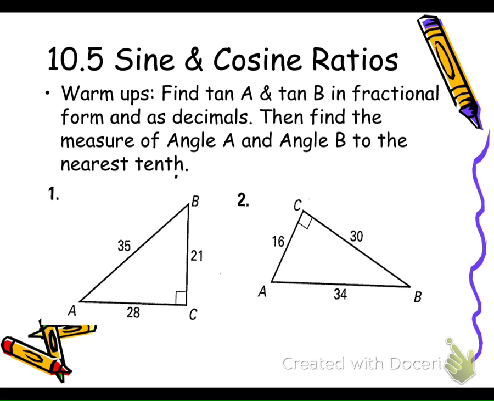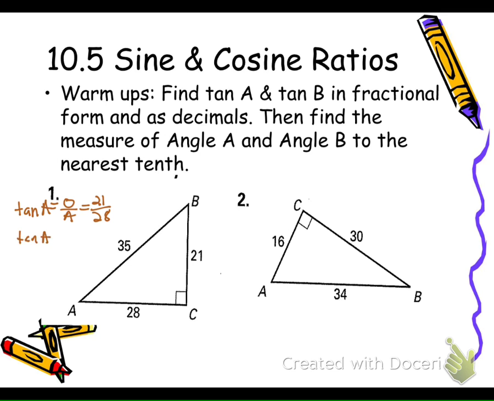Our first part is tangent of A. Remember, tangent is what in terms of sides? Opposite over adjacent. Opposite of A is 21. Adjacent to A is 28. When they want you to write that as a decimal, you're going to put 21 divided by 28 into your calculator, and you're going to tell me its value.